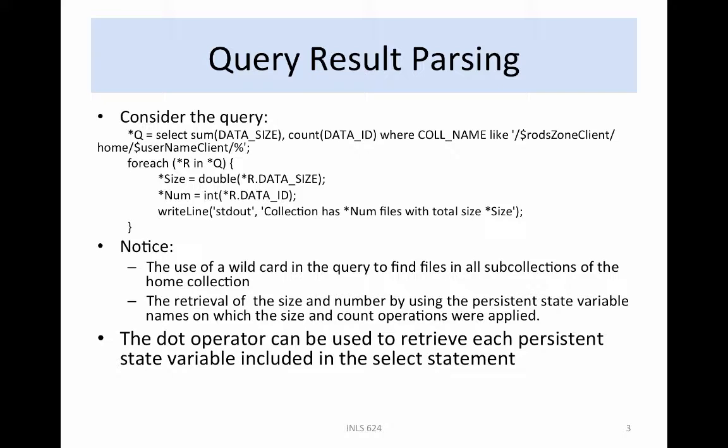Each row in the result list is a structure that contains both the data size and the number of files. Notice that the operations specified in the select statement have to be performed upon different persistent state attributes. The result of the operation on the persistent state variable is returned in the structure in the location where the persistent state variable value would have been listed.